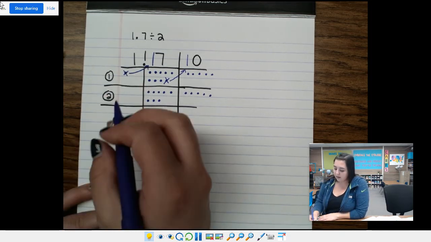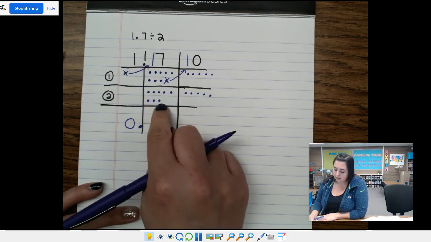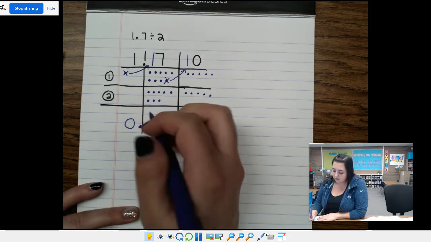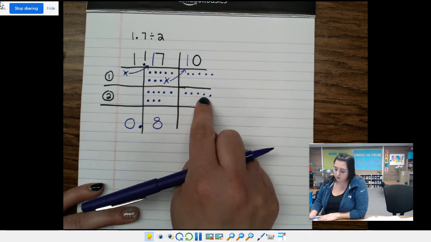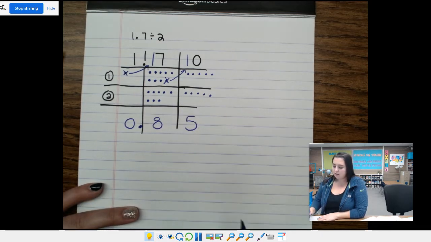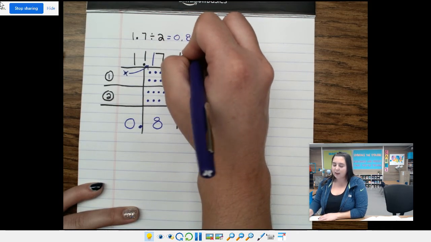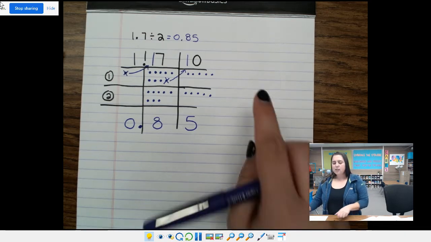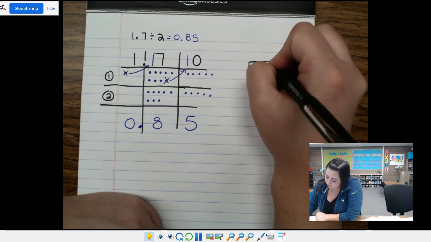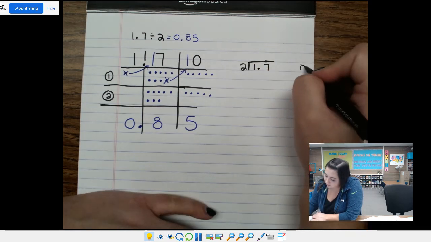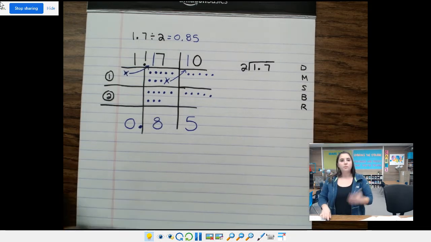So in my ones, I have nothing. In my tenths, we had 5, 6, 7, 8. In my hundredths, I have 1, 2, 3, 4, 5. So 17 tenths divided by 2 is 85 hundredths. Let's see how that looks with long division. I'm going to write out that problem again. 1.7 divided by 2. We're still using dad, mom, sister, brother, and Rover. Let's do that same thing.